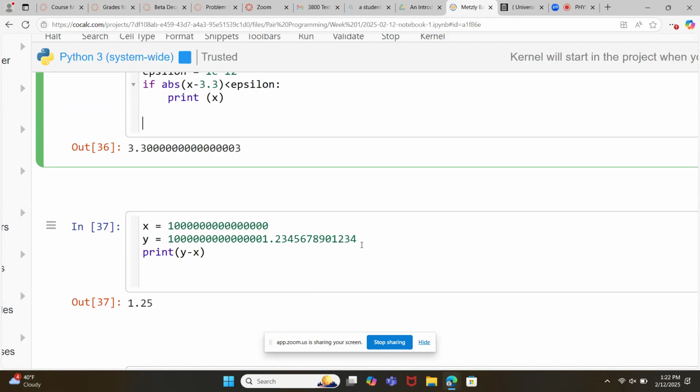So this is a weird number, right? How many zeros are here? Wow. A lot. Good, very good. 1, 2, 3, 4, 5, 6, 7, 8, 9, 10, 11, 12, 13, 14, 15. Good.